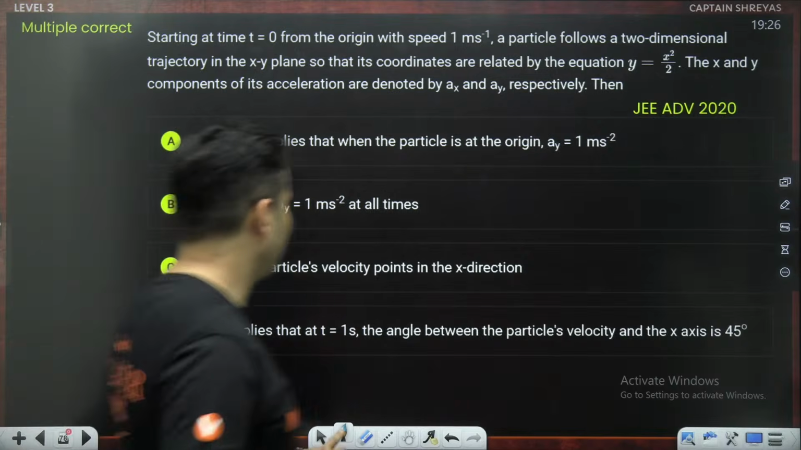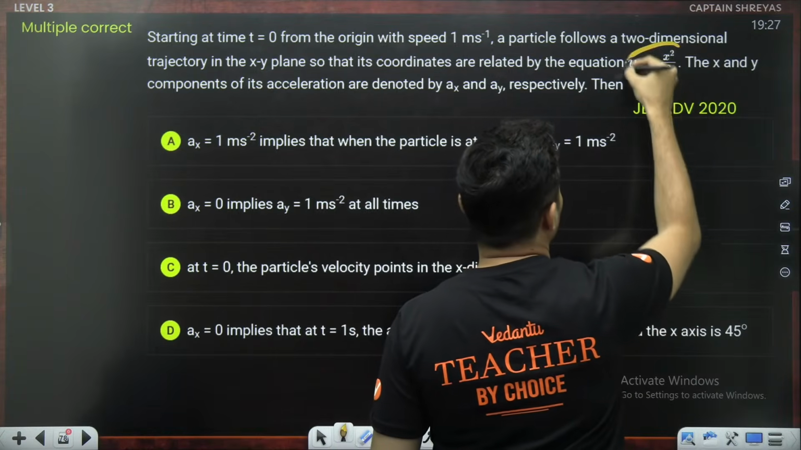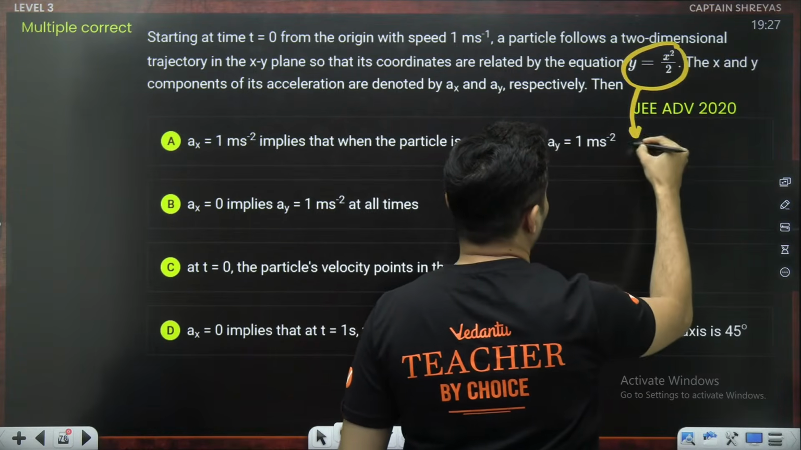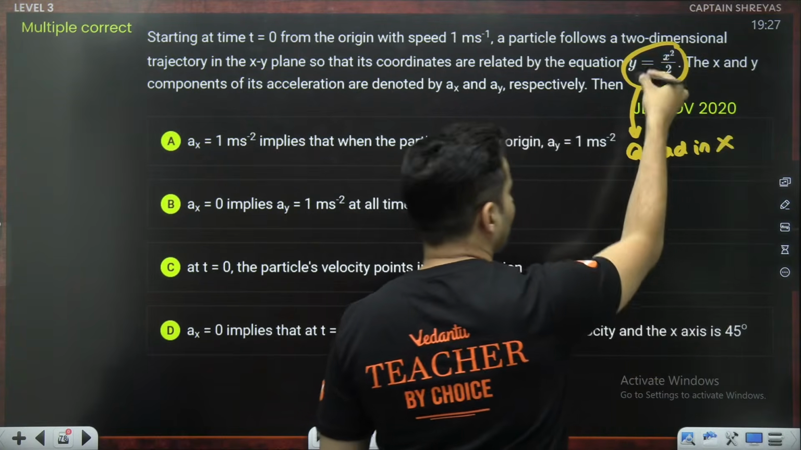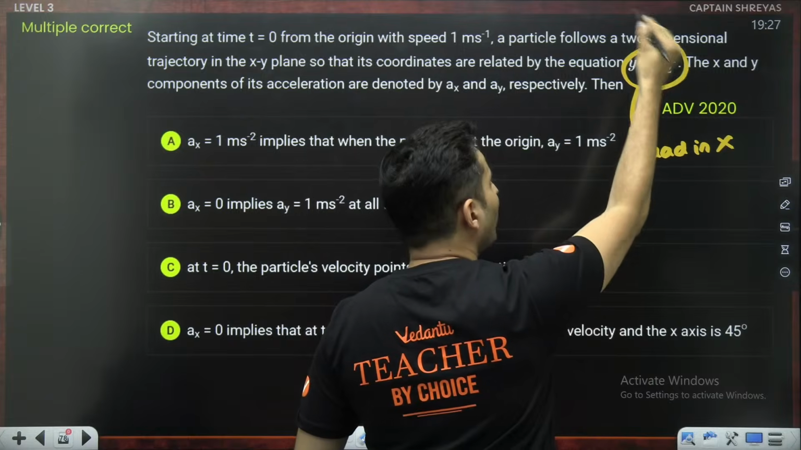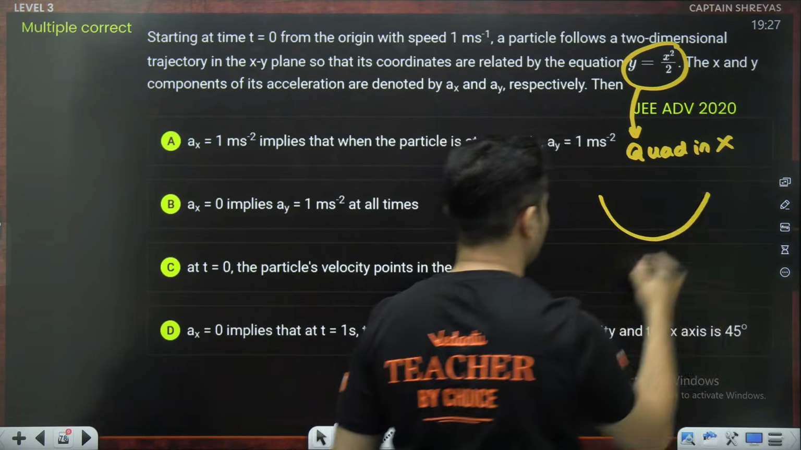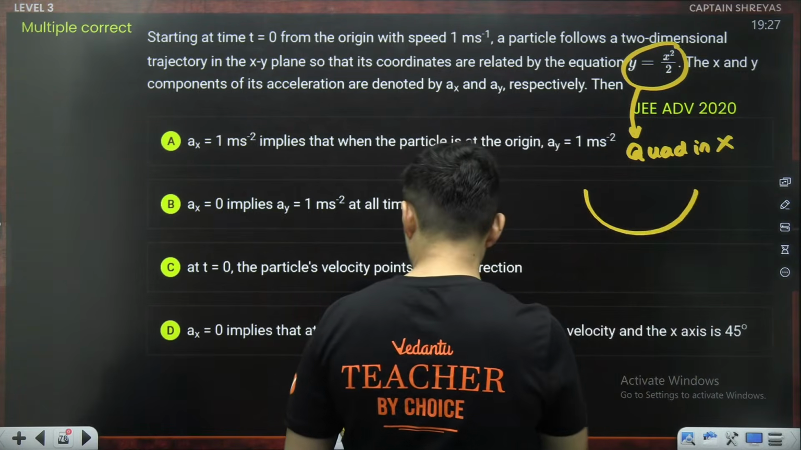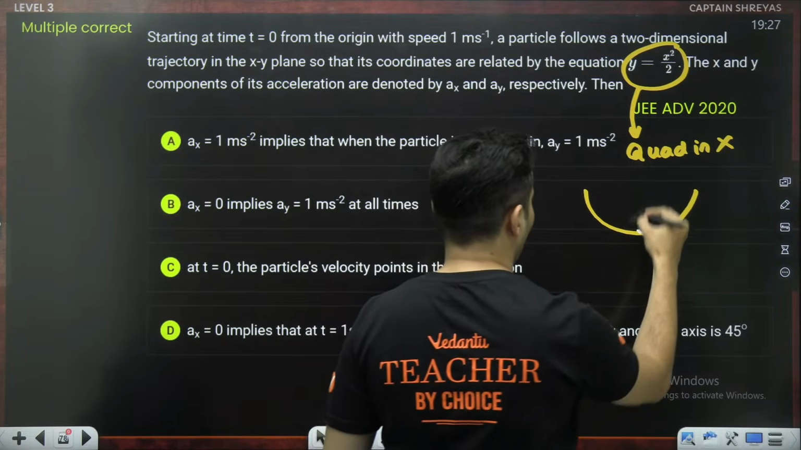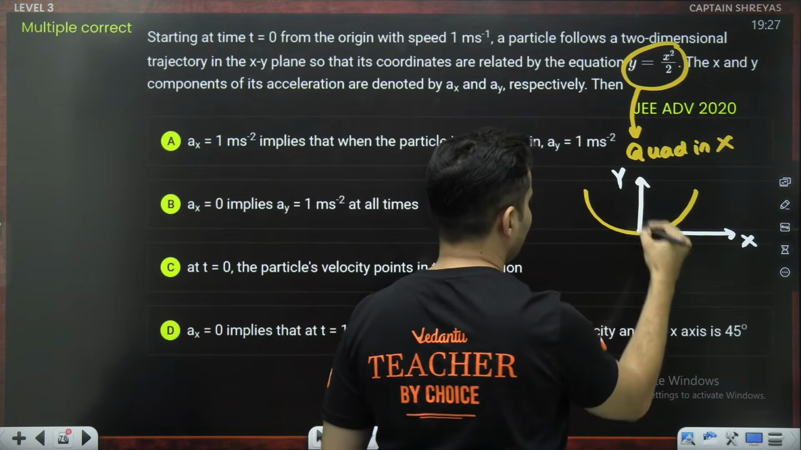Guys, just think about it. This is a quadratic equation, first of all, quadratic in x, and there is a positive square term. That means the path will be like this. And if I show the axes, this will be the y-axis, this will be the x-axis. That's how it will look.